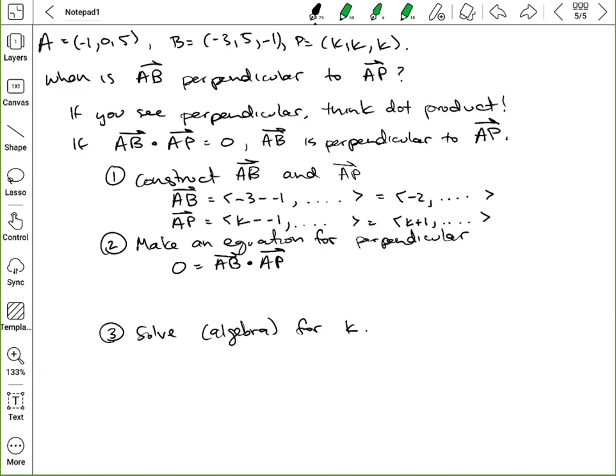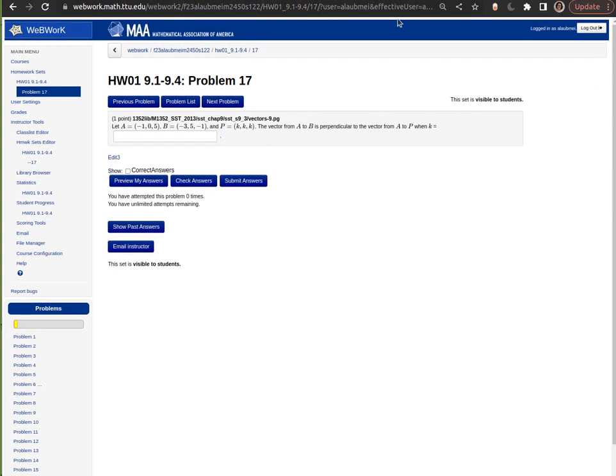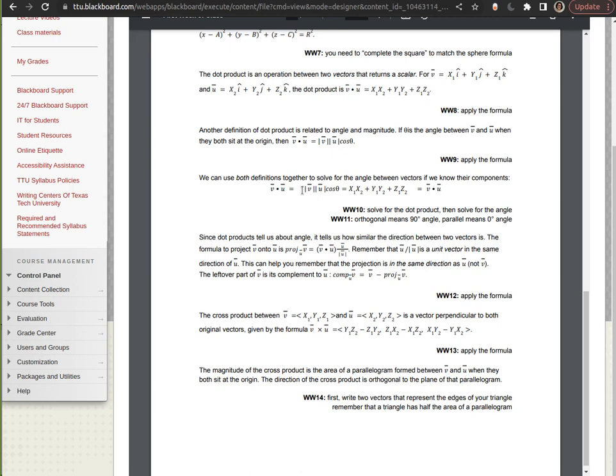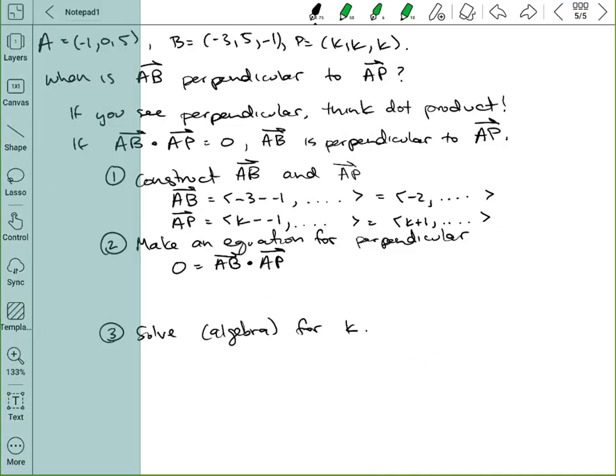But I have AB and AP right there, so I can go ahead and apply the dot product equation. There are 2 to choose from. There's one that depends on their lengths and their angle, and there's one that depends on their components. So if you look at what I have, their components.